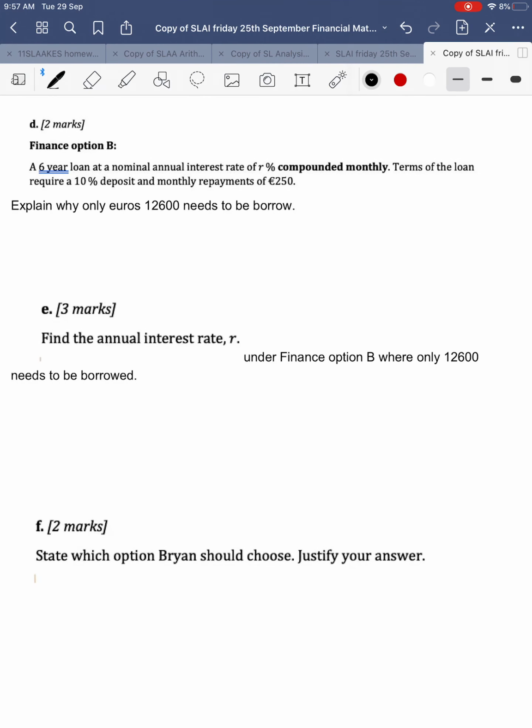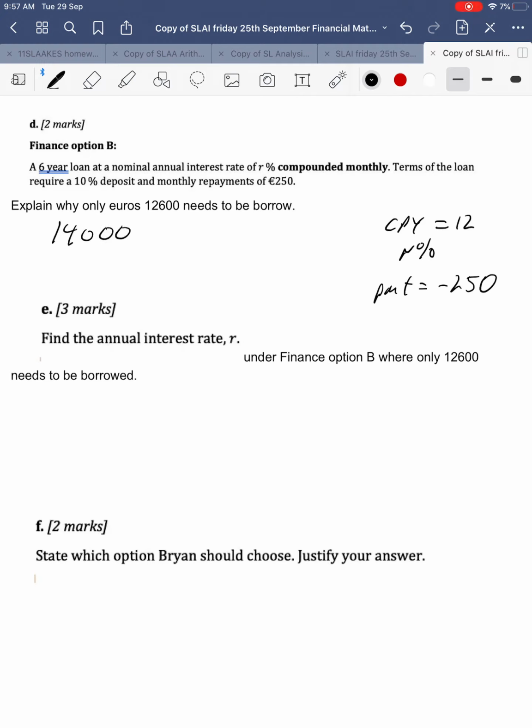Okay, now finance option B, a 6 year loan at a nominal interest rate. That's just the number. Nominal means the actual interest rate, R% compounded monthly. So I'm just going to put CPY equals 12 and R%. Terms of loan require 10% deposit and monthly repayments of 250. So PMT, negative 250, money rolling away from me. And explain why only 12,600 needs to be borrowed.